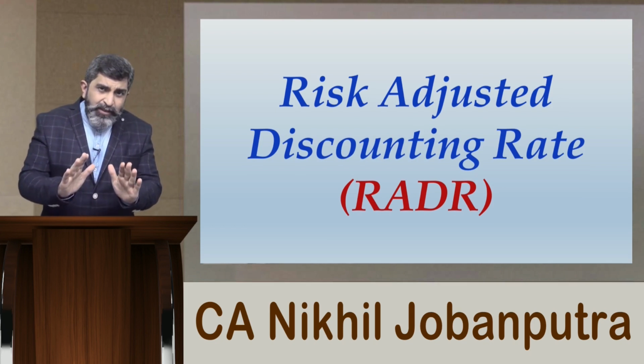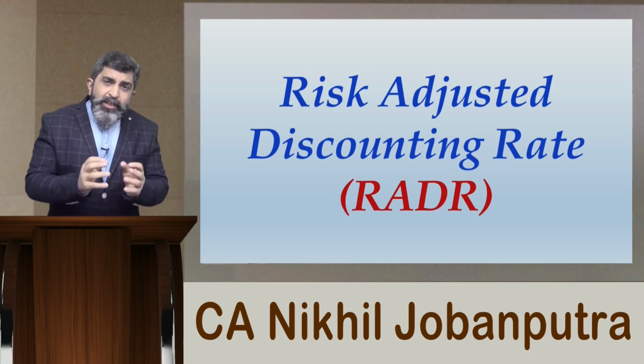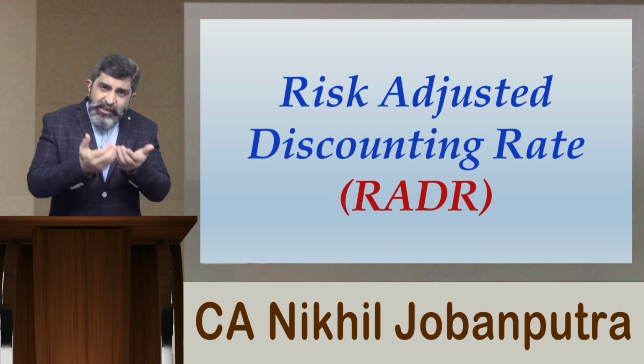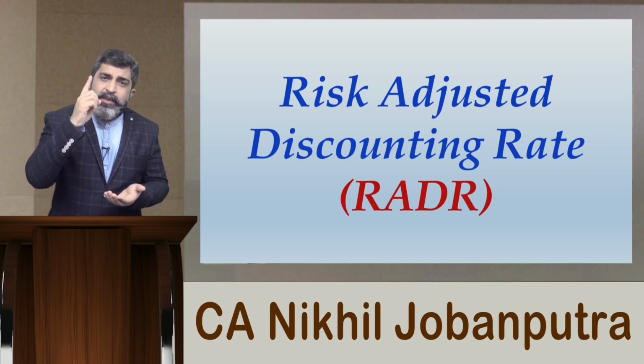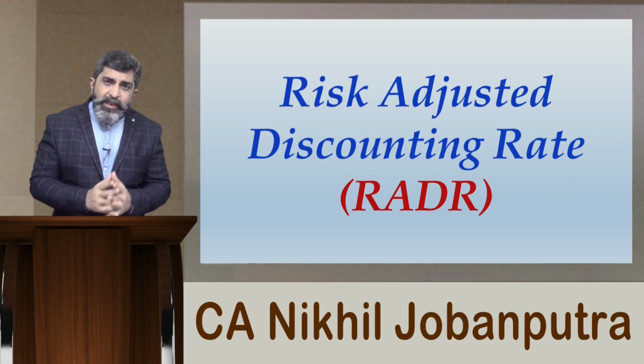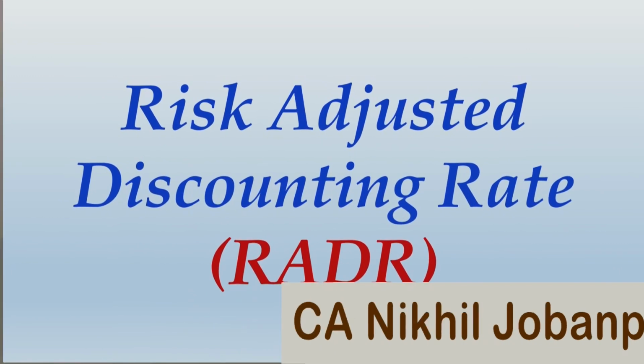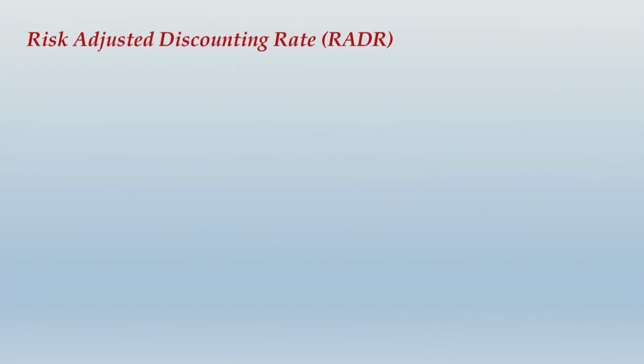The idea is very simple. The higher the degree of risk involved in any project, the higher will be the investor's expectation from that, and therefore the higher should be the discounting rate. That is what we call the risk adjusted discounting rate. So let me quickly give you some notes on this and then we shall move ahead. Under this heading of risk adjusted discounting rate, you may consider these points.